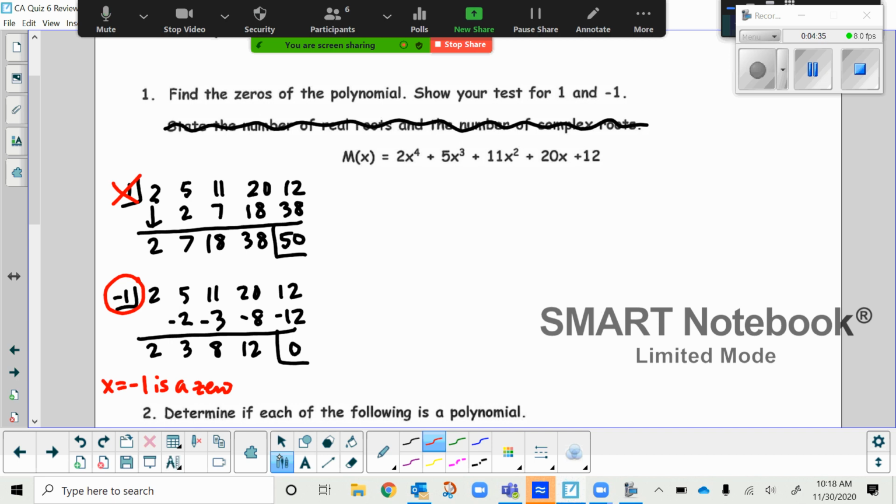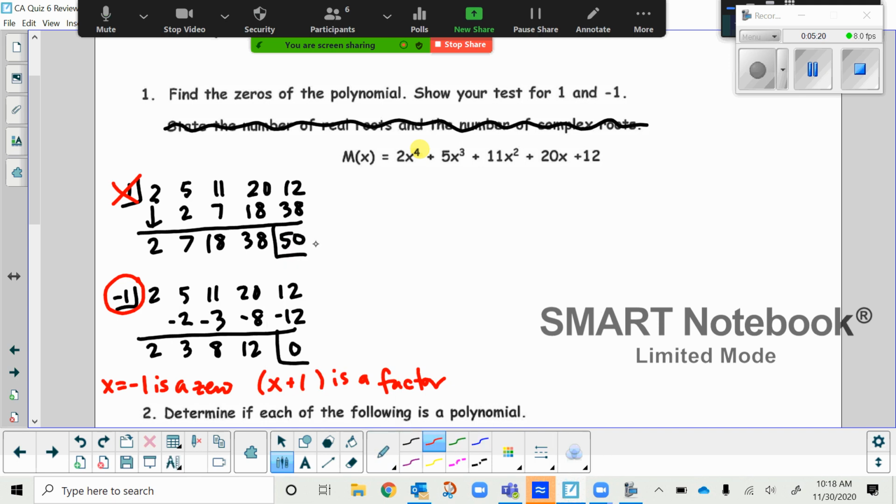What factor corresponds to x equals -1 as a 0? What factor goes with x equals -1? Remember? X plus 1. Thank you. All right. So this is just a starting place, okay? We have one factor, we have 1 zero. How many zeros is this problem going to have? 4. Where'd you get that from? The biggest exponent, right?